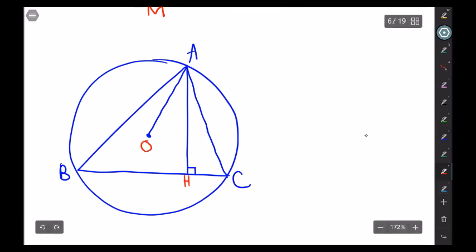Okay, in fact, what I was thinking is the following. I was thinking of connecting BO. So can you guys tell me what is the measurement of this angle here at the center? Angle AOB. AOB measures what?